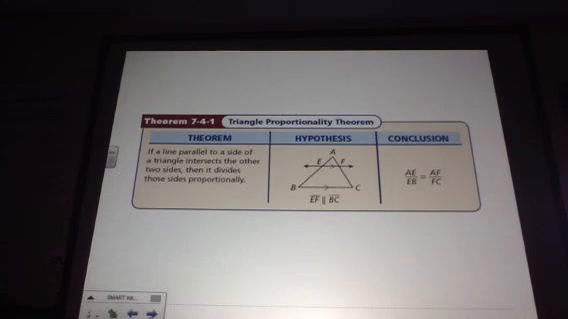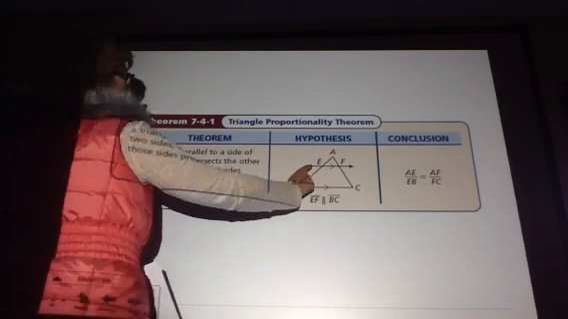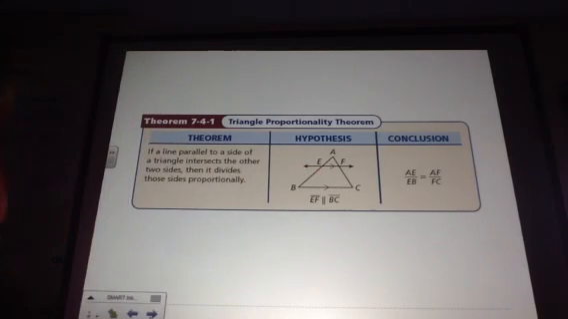Okay, our first theorem here, the triangle proportionality theorem. If a line parallel to a side of a triangle intersects the other two sides, so they're talking about line EF here, then it divides those sides proportionally. So what that's telling you is that AE over EB is equal to AF over FC.